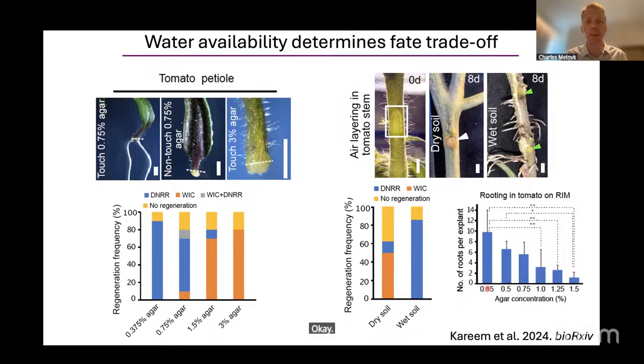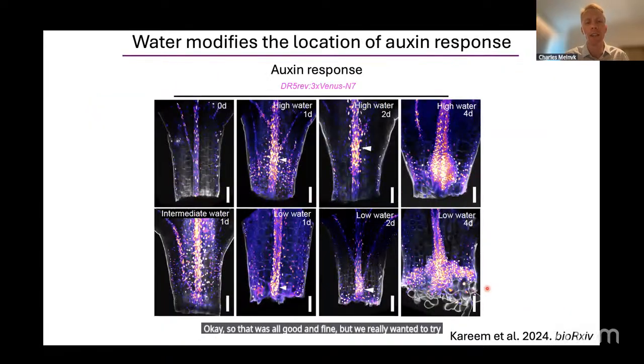Okay, so that was all good and fine, but we really wanted to understand the mechanistic basis of this. For this, we started to investigate auxin response because we thought auxin was very important for the formation of roots, as the work that many others before us have shown. We looked at an auxin responsive marker called DR5. We realized that under both high water and low water conditions, we induced this auxin responsive marker. But what was surprising wasn't the magnitude of expression, it was actually the location of expression.